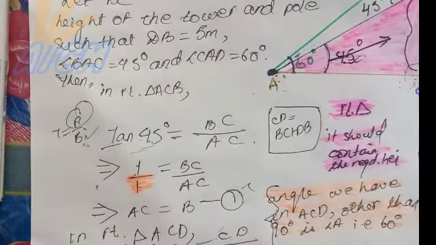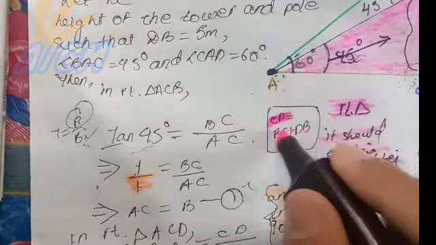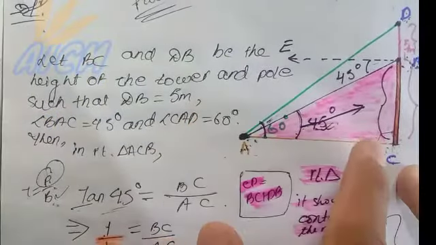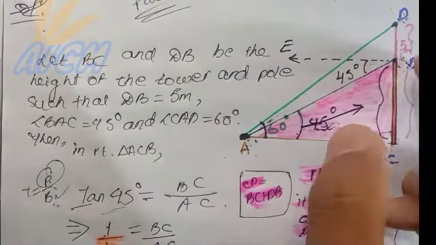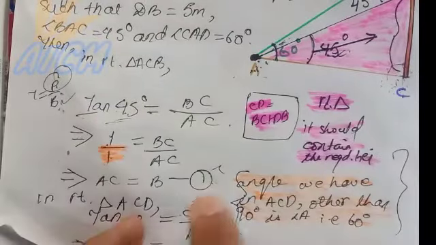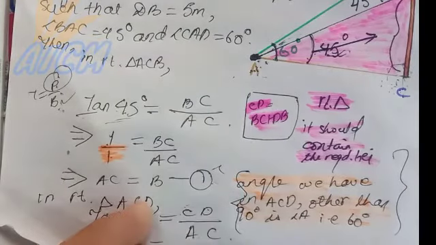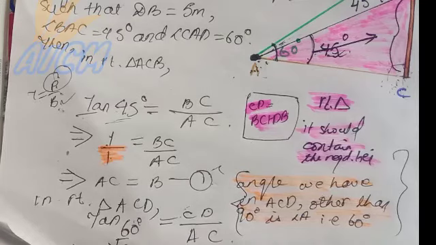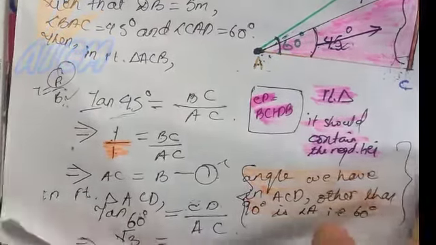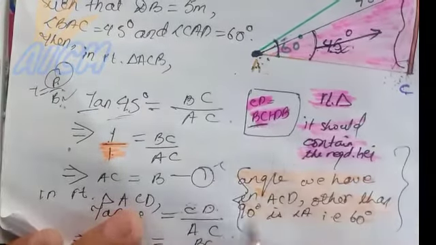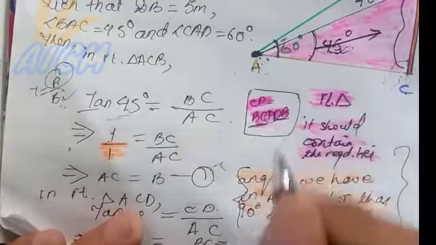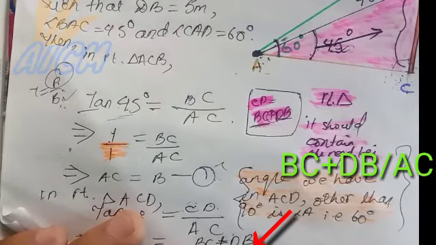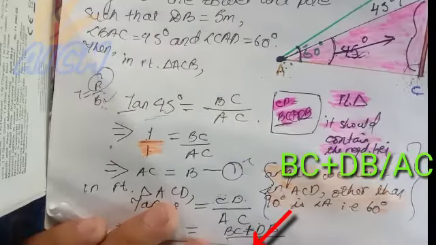So as we all know, CD is equal to BC plus DB. Okay, from the figure you can just find it out. CD is equal to CB plus BD. So now in place of CD, which is equal to BC plus DB, I'm going to write BC plus DB. And now we have AC, so I'm going to write AC here.